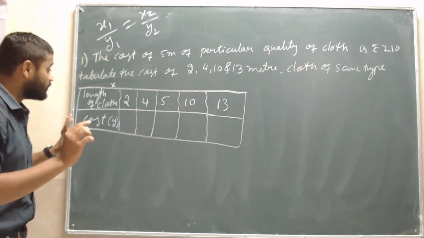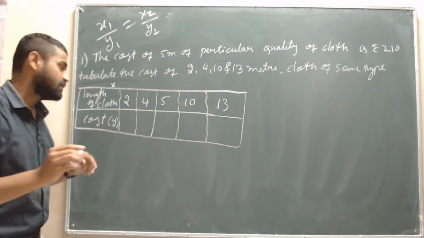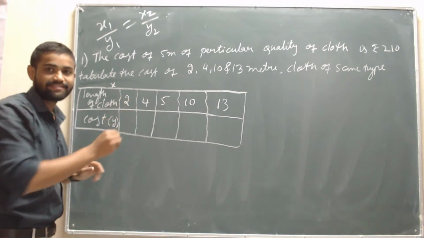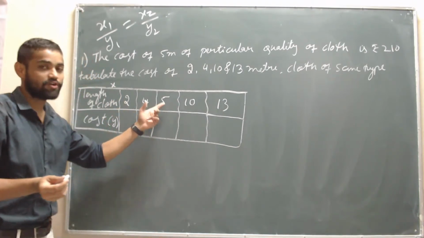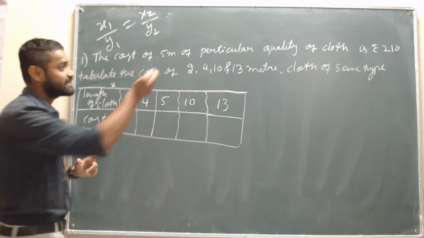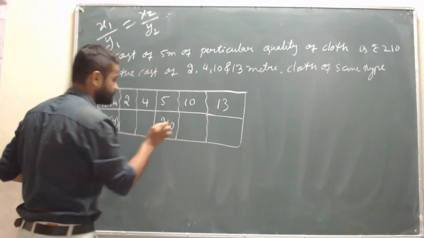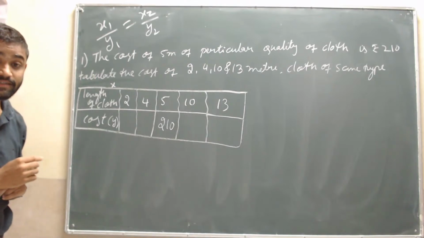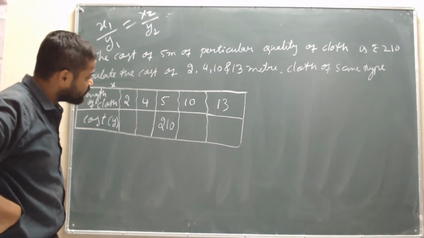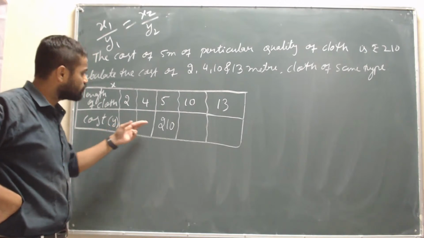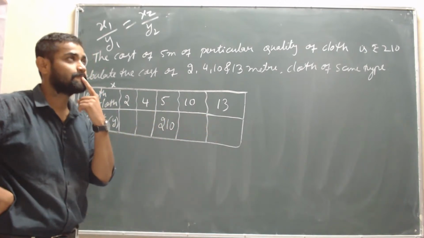Now we have to write the cost. What is the cost of 2 meters? We have not found it yet. What has he given? Only the cost of 5 meters of the same cloth, that is 210 rupees. Sir, then how do we find the cost of 2, 4, 10, 13?